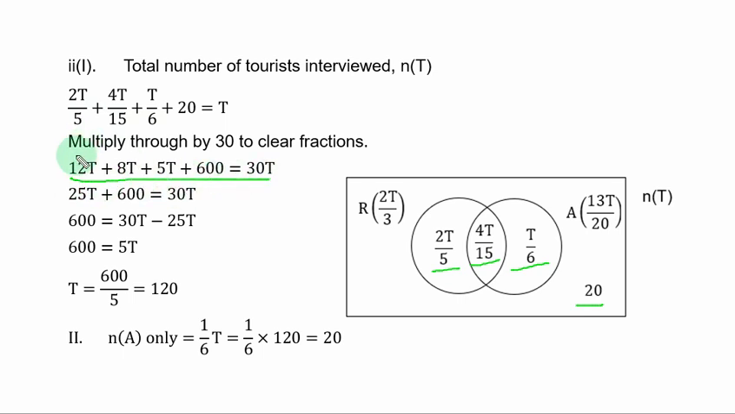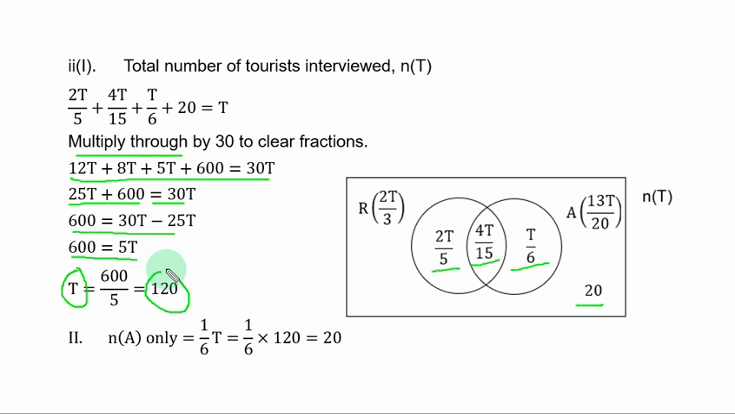So you add the like terms here, and you have 25T plus 600 equal to 30T. Collect like terms, you have this result. You have 600 equal to 5T. Divide through by 5. T becomes 600 over 5, and that is 120. So you know the number of tourists that were interviewed.